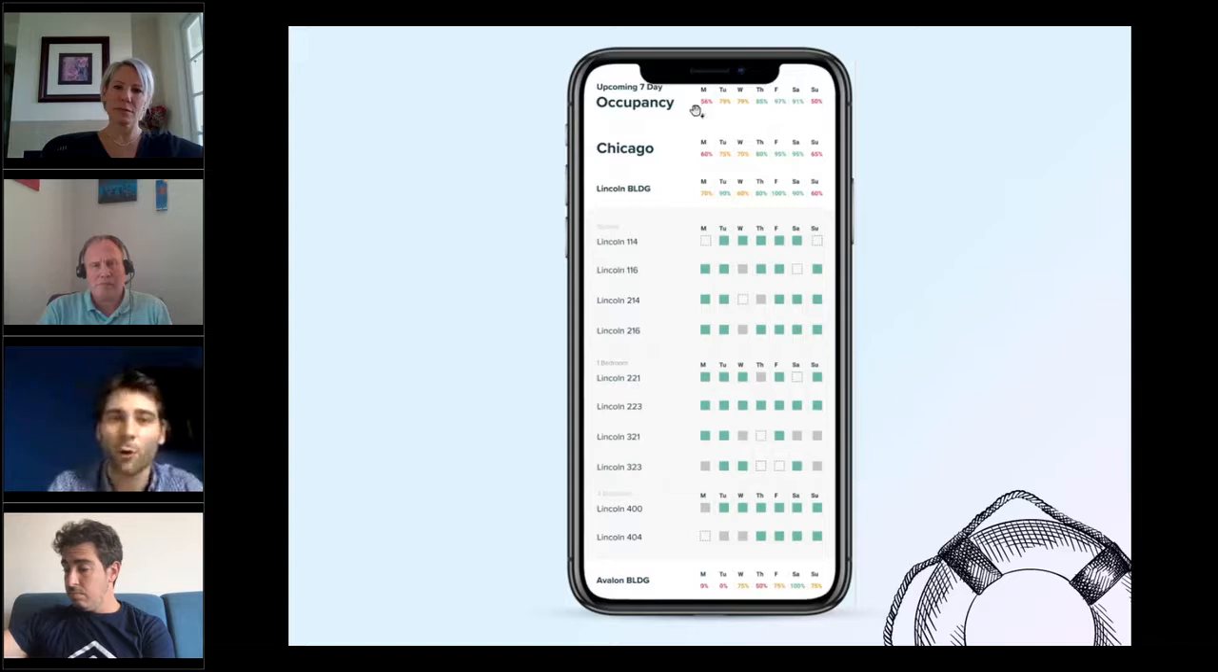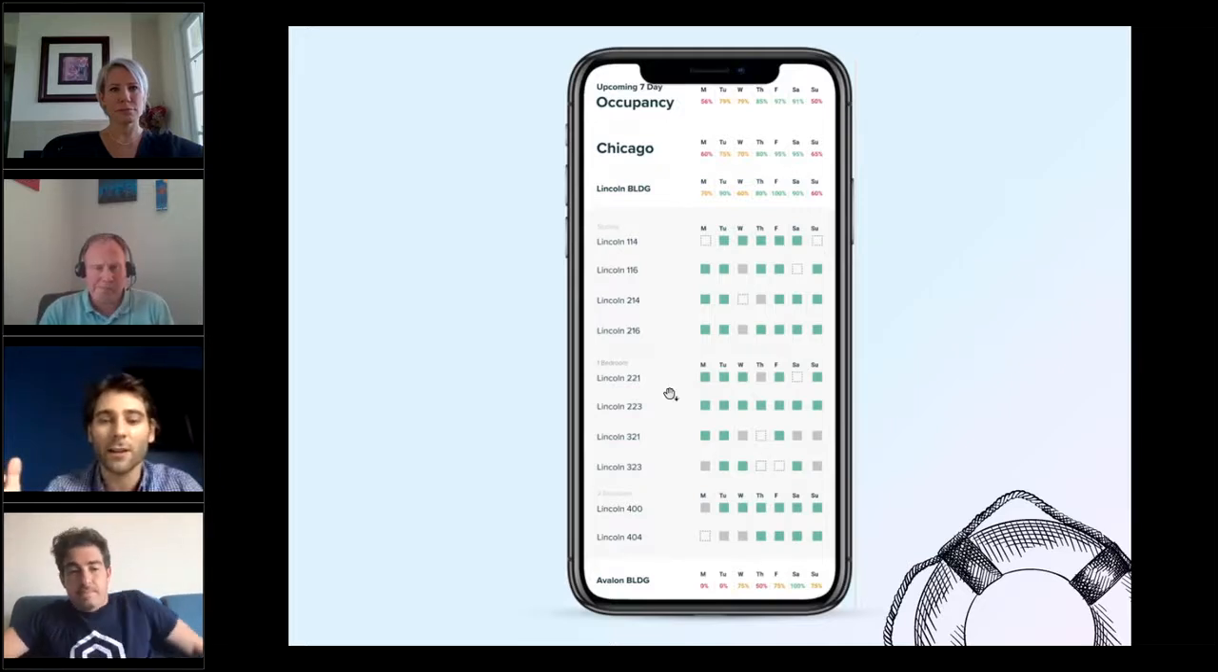So I say, okay, for your whole portfolio, this is your upcoming occupancy. This is where you are in Chicago. This is where you are at the Lincoln Building in Chicago. And this is where you are at the listings in the Lincoln Building in Chicago. So for every one of these listings, I say, all right, here's your studios. And I show for each of the upcoming 7 days if it's empty, blocked, or booked. So the point of this is to just answer the question, like, how am I doing?